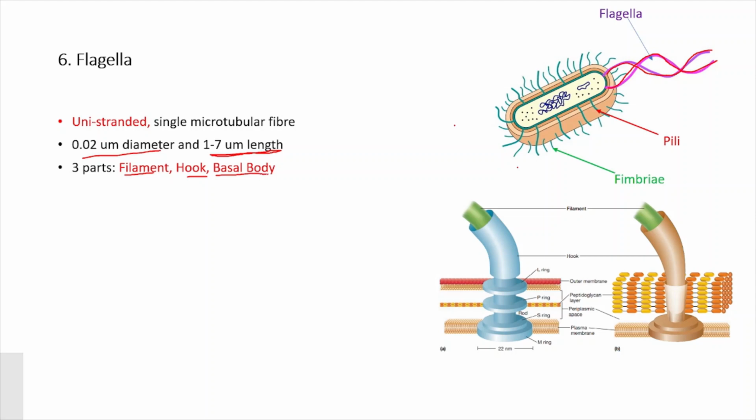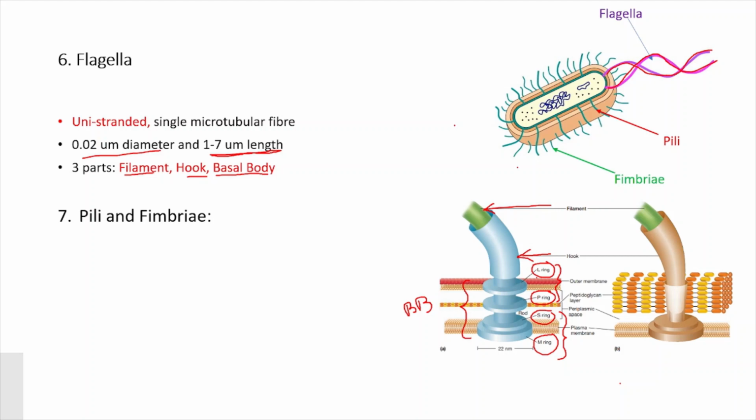If you observe the ultrastructure of flagella, be it in gram negative or gram positive bacteria, the outermost portion sprouting out from the cell is called the filament, the middle portion is called the hook, and the innermost portion, which is embedded within the cell wall and the cell membrane, is called the basal body. In the basal body you have four rings. L and P rings are present in the cell wall, and S and M rings are present in the cell membrane.